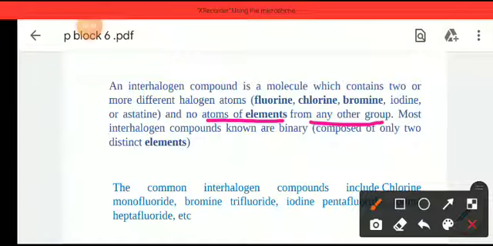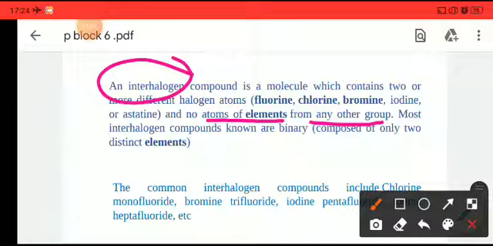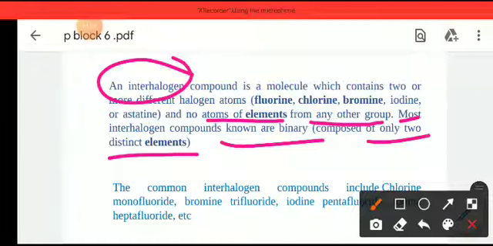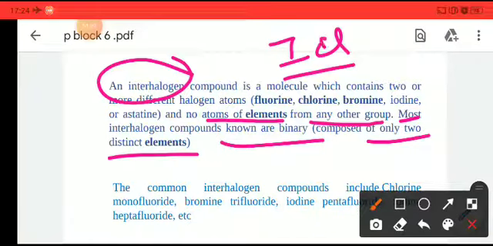So interhalogen compounds are those molecules which have only two or more halogen atoms, not any atoms beyond the halogens. Most interhalogen compounds are of binary nature, that is, they are composed of only two elements. Suppose in the case of ICl, where there are iodine and chlorine, two halogens are present, so it is called a binary compound.